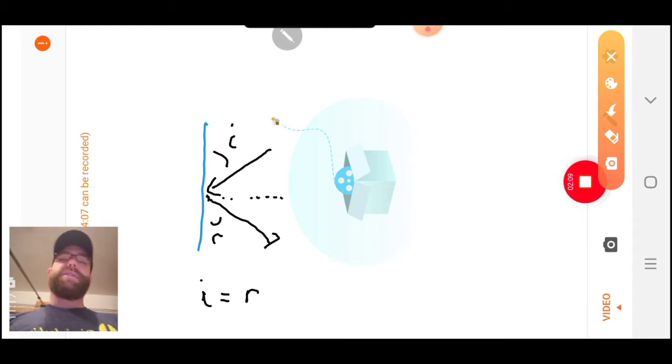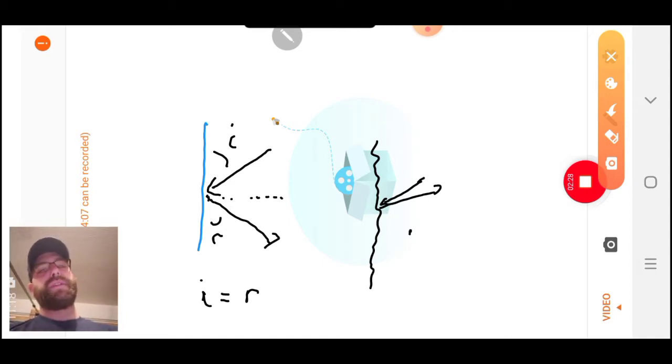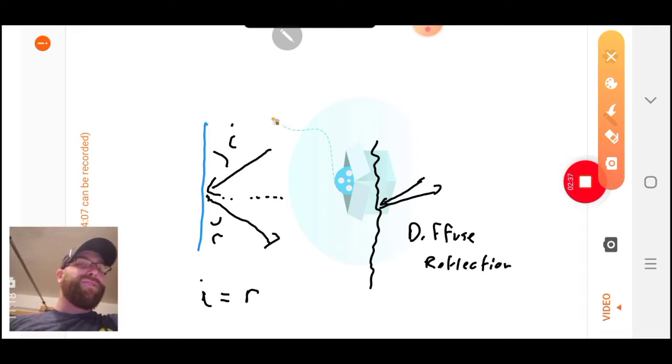Now there are weird situations where we have a bumpy surface. Let's say this comes in and hits here. Well, that's going to reflect back here. The angle of incidence and angle of reflection are still the same, but you're going to end up with what's called diffuse reflection. Diffuse reflection is where you have a rough surface, and so it's going to make a distorted image. That doesn't mean the law of reflection is not true.